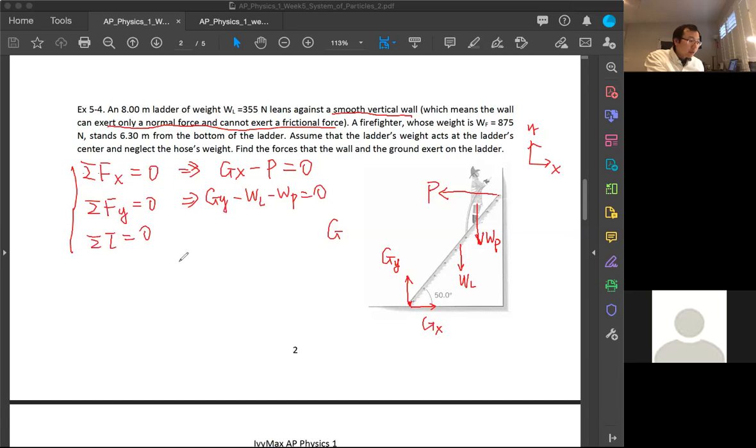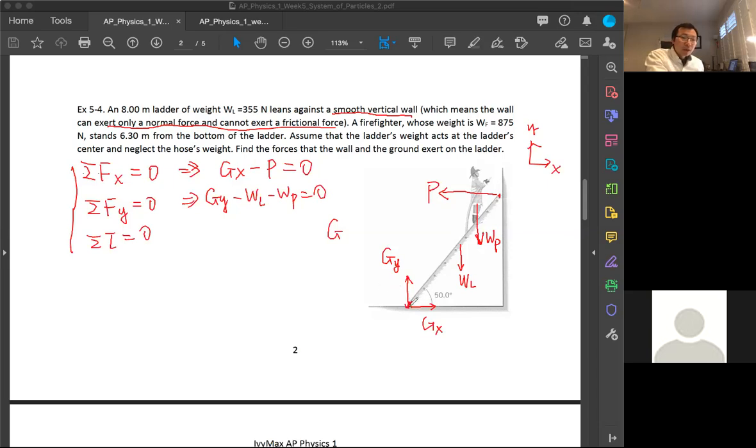Okay, then what? The torque, right? We need to count the torque. Similarly, which is your axis of rotation? Well, we have Gy, we have Gx unknown, and also we have P unknown, right? You can use either point as the axis of rotation, but I prefer using that.